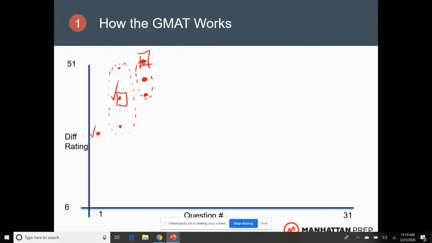That is a question I would like for everyone to answer in the chat. What contribution would that third question make to your score if you get it correct? It makes no contribution whatsoever because it is thrown away.